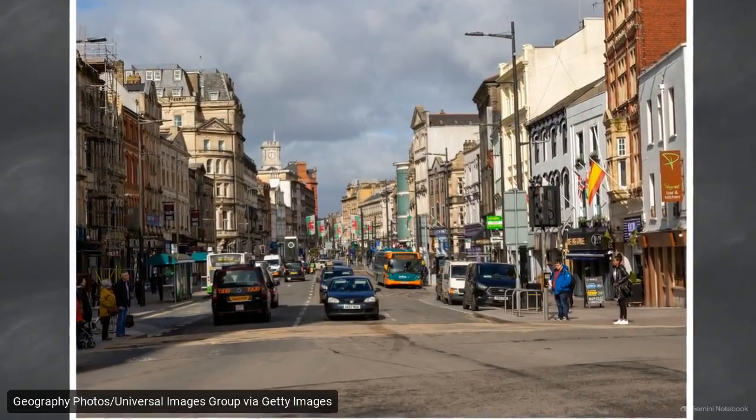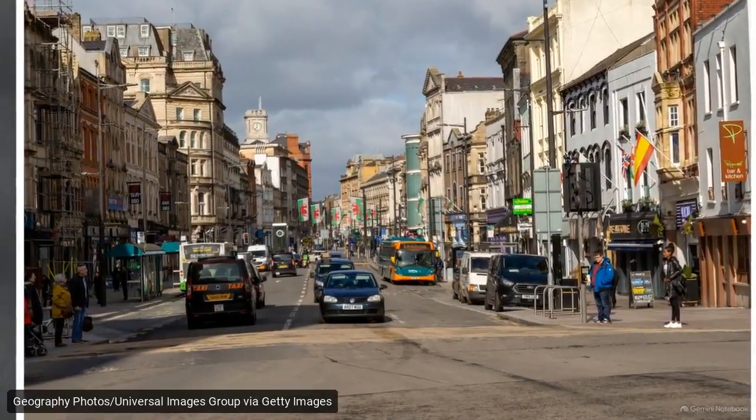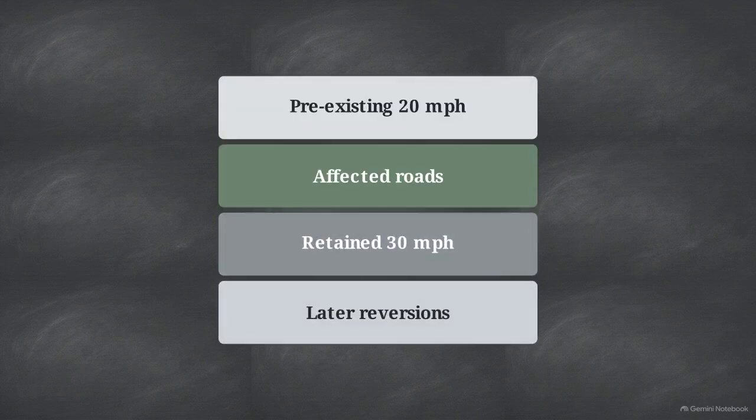The official statistics bin all casualties on 20 and 30 mile per hour roads into a single category. This chart shows the composition of that combined bin. It is a constantly changing mixture of pre-existing 20 mile per hour roads, the specific roads affected by the new policy, retained 30 mile per hour exceptions, and later reversions.